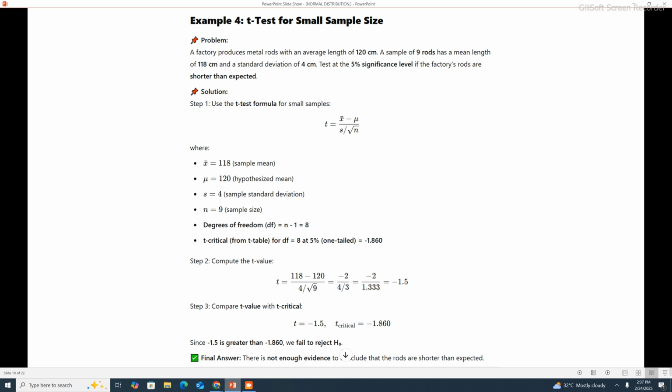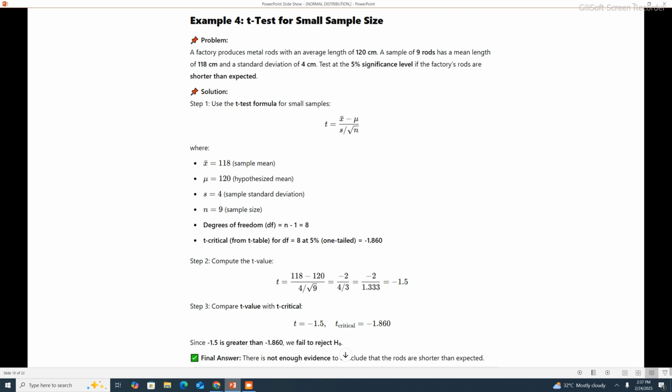As a mean, look at it, that's the sample mean now: 118. That means from an entire production of metal, they sampled 9 out. But the mean of the whole production is 120. That's the hypothesized mean. The sample of 9 rods is your n. The sample mean is 118, and your standard deviation is 4 centimeters. You see now? They give you the standard deviation of the sample. It is not for the entire population. It's for the sample.